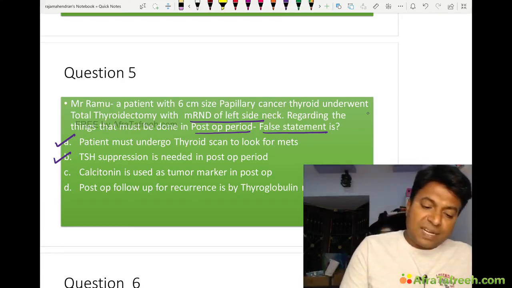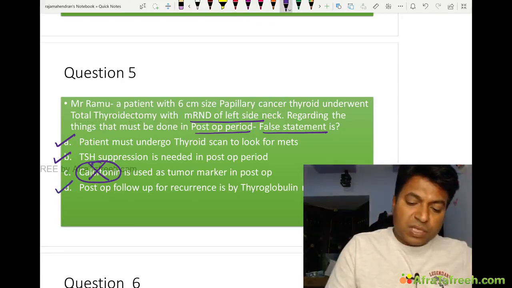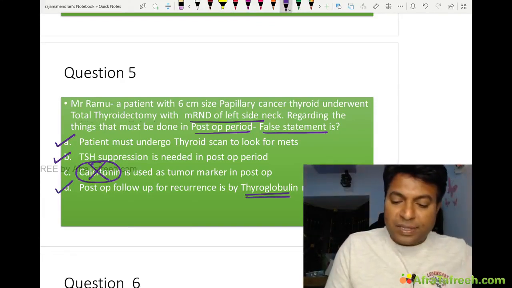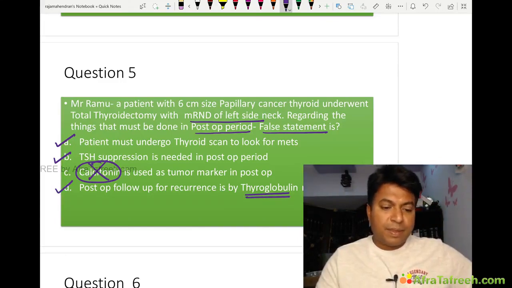Calcitonin is used as a tumor marker in the follow-up, true or false? It is not medullary cancer, it's a papillary cancer. So calcitonin is not a tumor marker. Post-op recurrence is monitored with the help of thyroglobulin as a tumor marker in this case. Okay, it is.